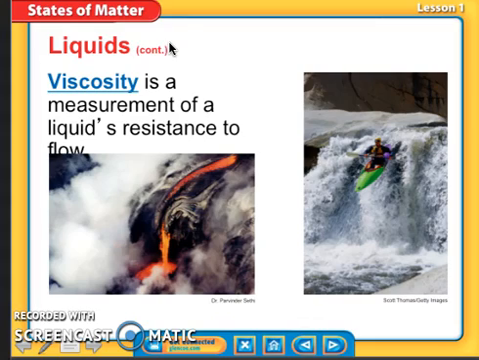Motor oil has a higher viscosity than water because water can flow easier. So when you're pouring syrup on your pancakes or waffles this weekend and you're having breakfast with your family, say, you know what, parents, this syrup has a high viscosity. And show them a new word.